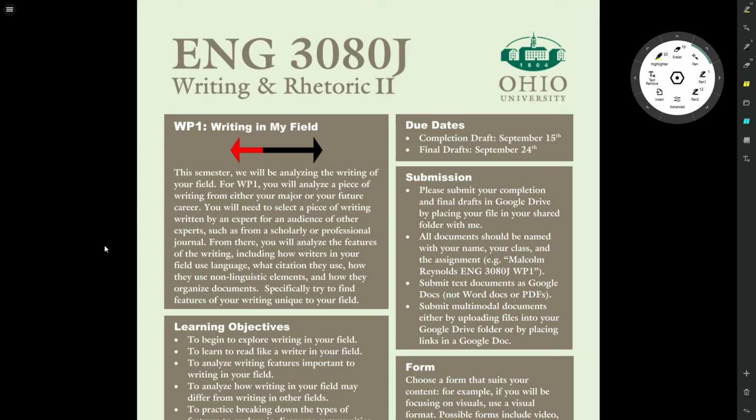WP1 is our first major writing project for this semester. This time around, what you'll be doing is analyzing a piece of writing from your field. So what you'll need to do is find a piece of writing that was written either for your major or for your future career. And the piece of writing needs to be written by an expert for other experts. So this means that you'll mostly be looking at scholarly or professional journals.